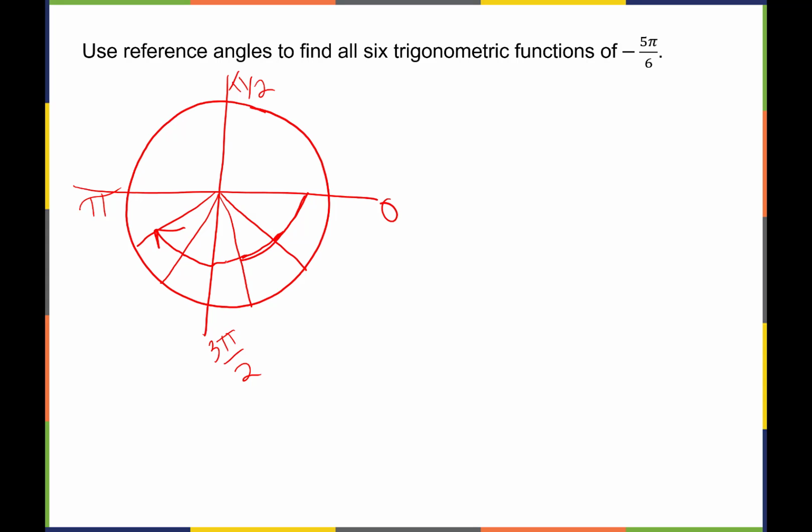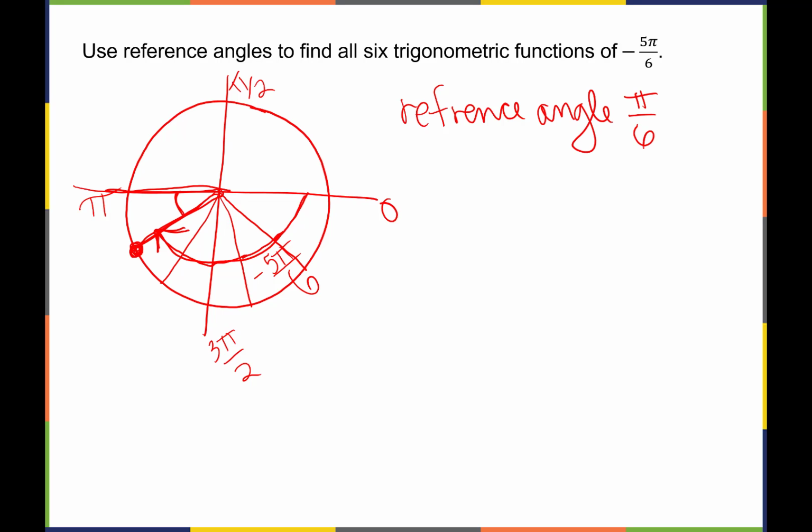So if I come out in the negative direction, minus 5 pi over 6, we land right here. So this from here to here has to be pi over 6. That's my reference angle. It's where my terminal side makes an angle with my x-axis. So this angle here, my reference angle, is pi over 6.